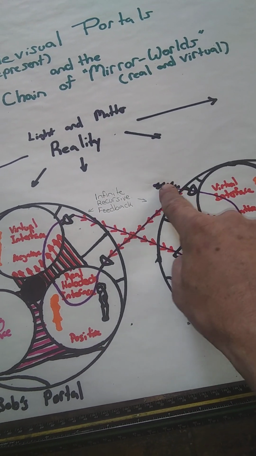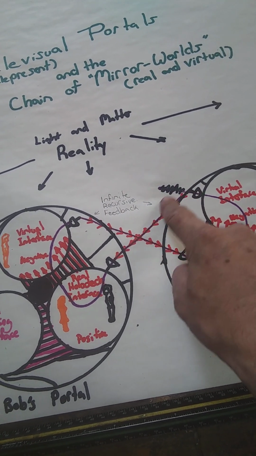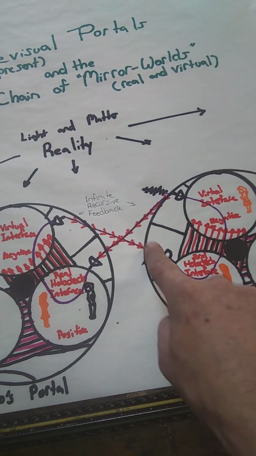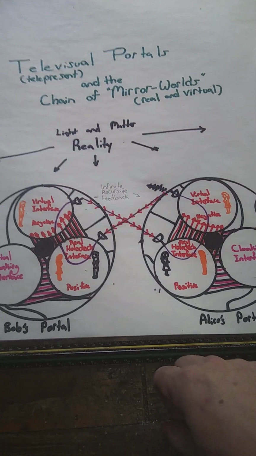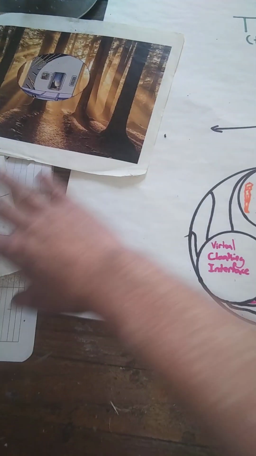And I had to X this out because that was bringing the purple line up past where it should be, and it was my mistake. But these are the mirror worlds, if you consider the outside world a giant holodeck. And I have reason.